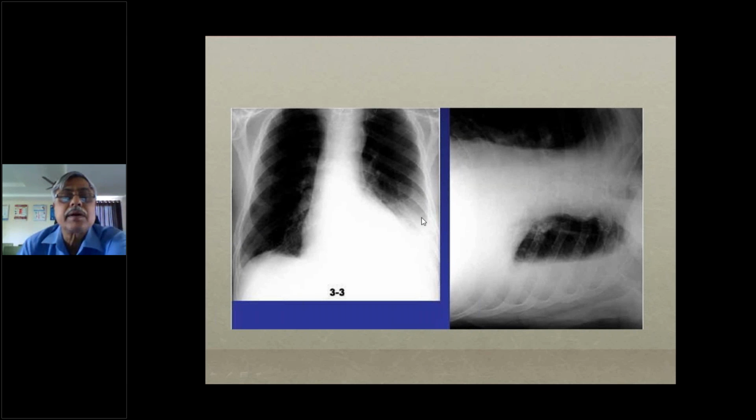Here, the costophrenic angle you are able to see, the cardiophrenic angle also, but here you are not able to. The layering of fluid, if it is minimal or, say, subpulmonic effusion, has to be checked. Take a lateral X-ray, and the layering will be there.